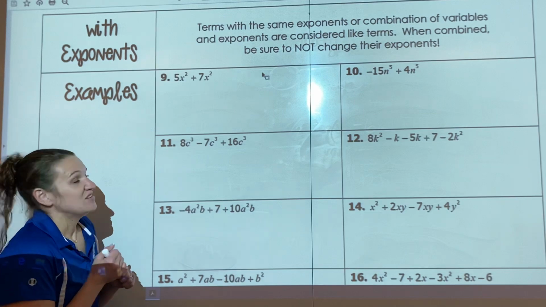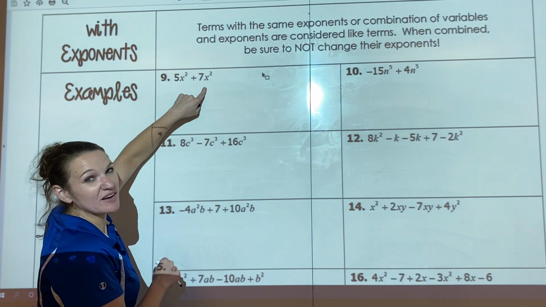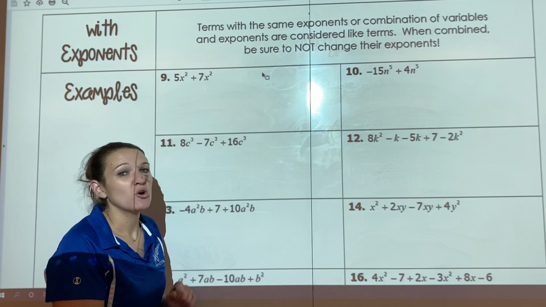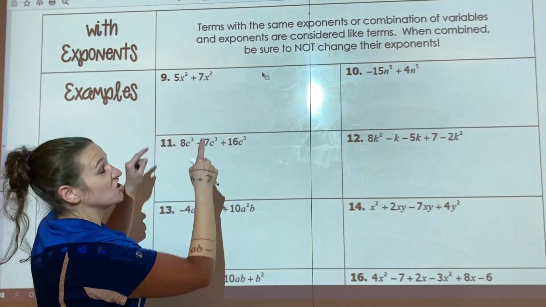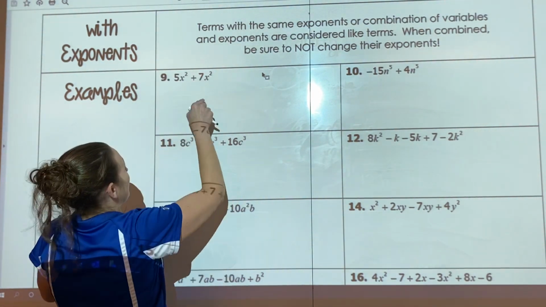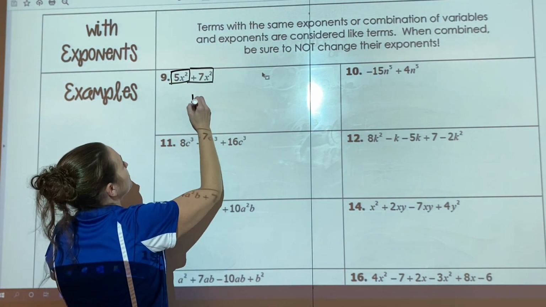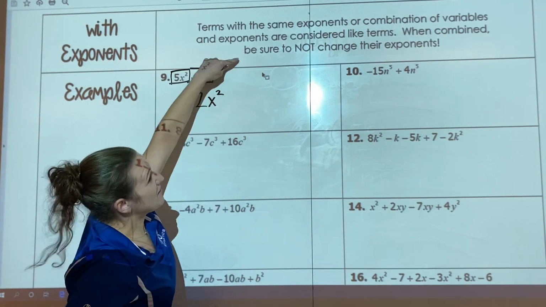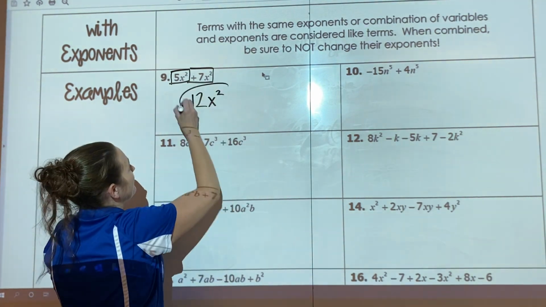All right, so we see exponents. We have 5x squared and 7x squared. That's the same as saying 5x or 5xy or any of those things. We're not really concerned about the variables. We just want to make sure the variable and the exponents match so that we can combine them. Since it's an x squared, they do match, so I can add my like terms. 5 plus 7 is going to give me 12. Then we take our x squared and we bring it down. That's what they meant by do not change your exponents. Whatever it starts with, if you're only adding them, it stays like that.